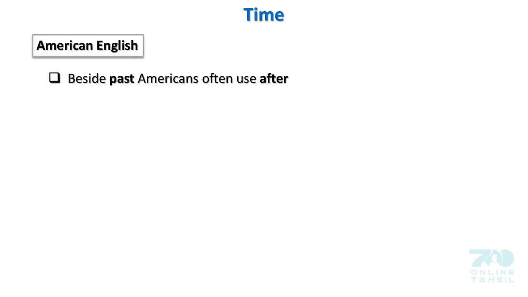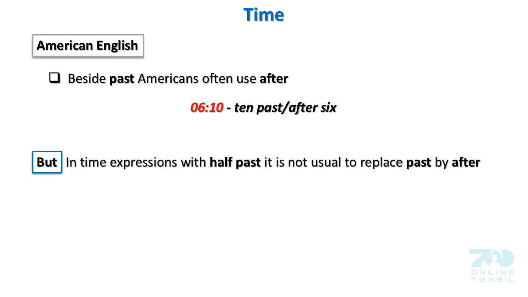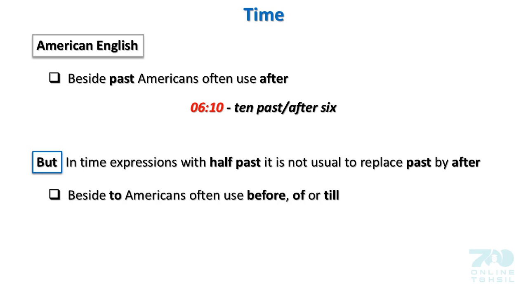American English. Besides past, Americans often use after. Example, 6:10, 10 past or after 6. But in time expressions with half past, it's not usual to replace past by after. Besides to, Americans often use before, of, or till. Example, 5:50, 10 to, before, of, or till 6.